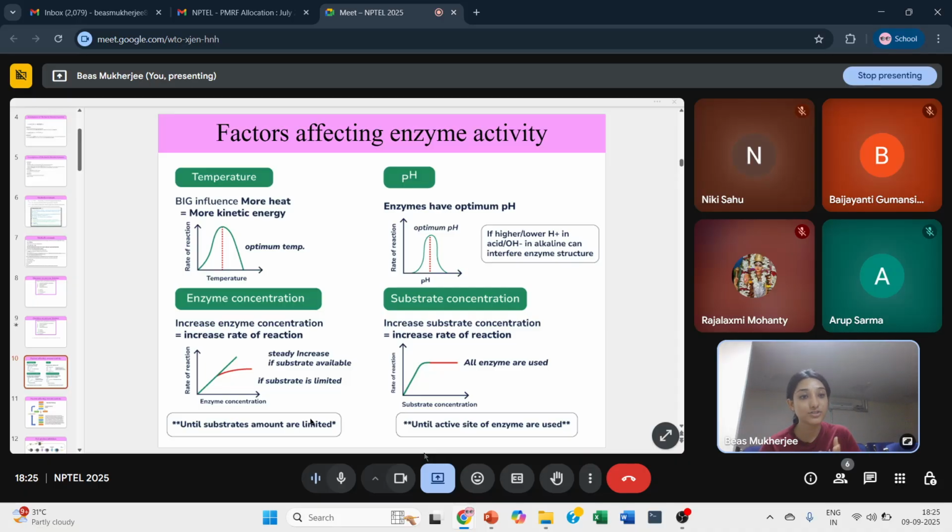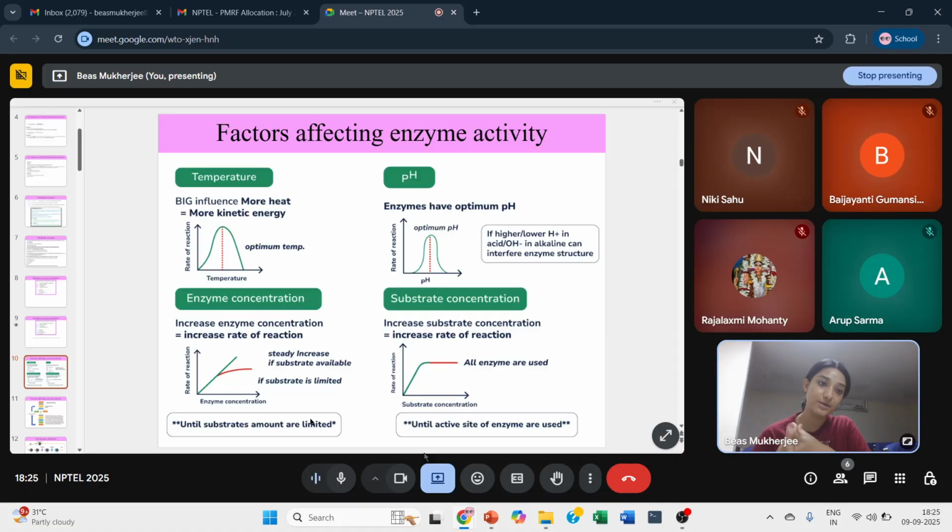Then the enzyme concentration. If you keep on increasing the enzyme concentration, initially the rate will increase, but later on, when the substrate concentration is fixed, it's not changing, right? So what happens is all the enzyme sites get occupied by all the substrate molecules available, and so later on, even when you increase the enzyme concentration, it will undergo a saturation phase.